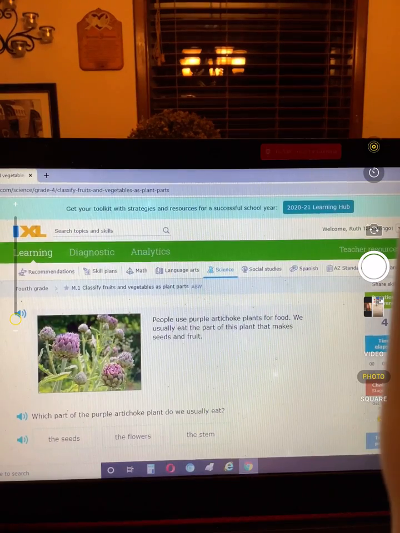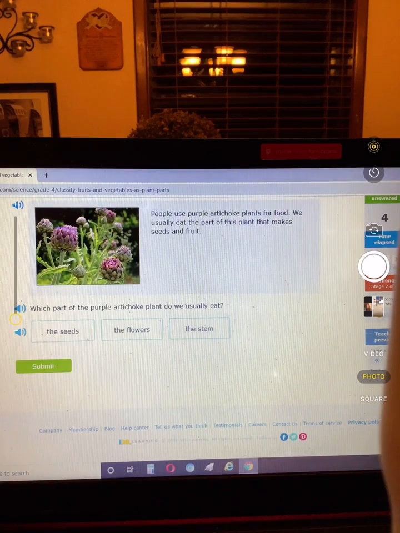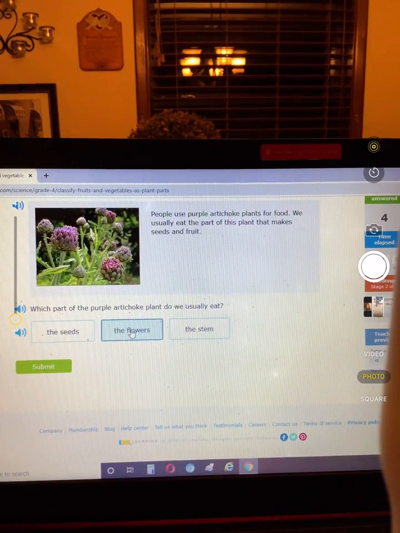People use purple artichoke plants for food. We usually eat the part of the plant that makes seeds and fruit. What makes the seeds and the fruit? The flowers do.